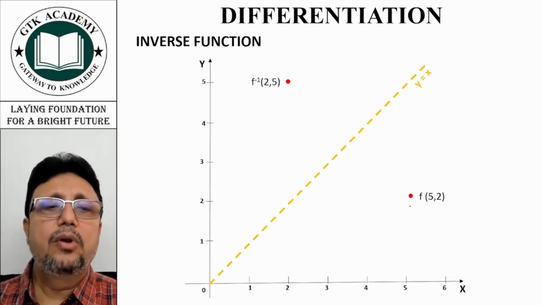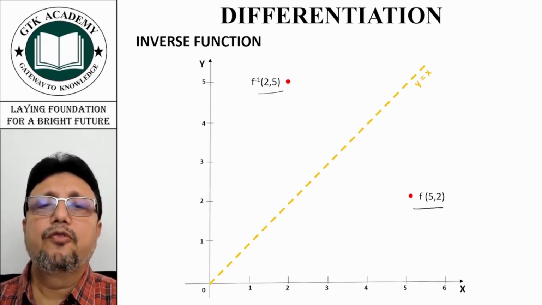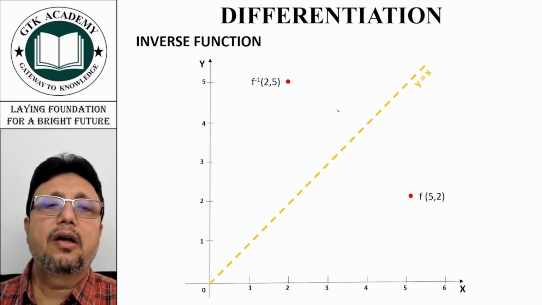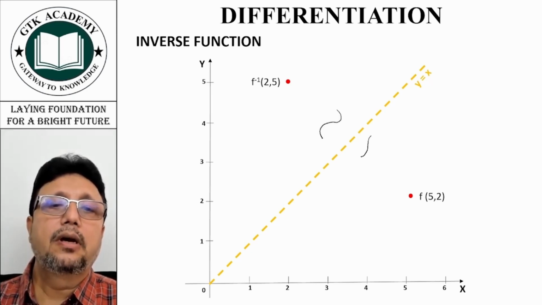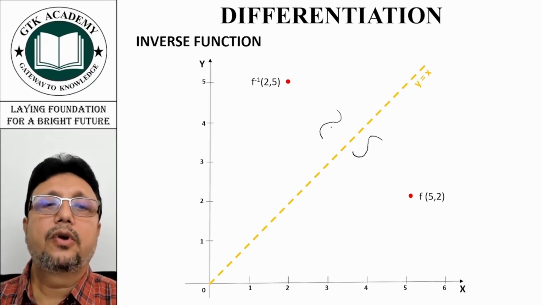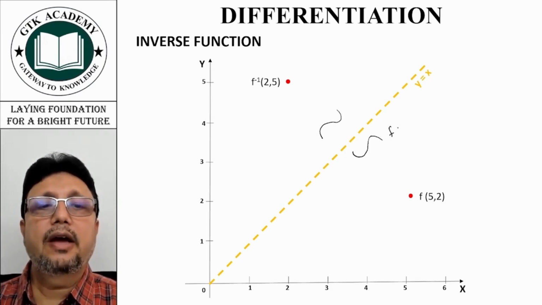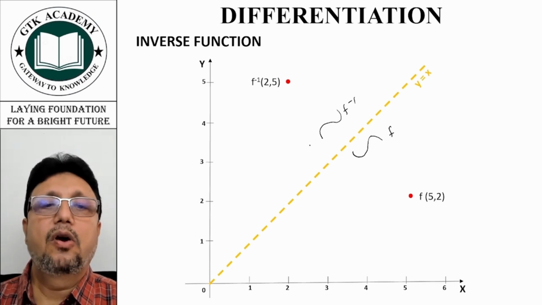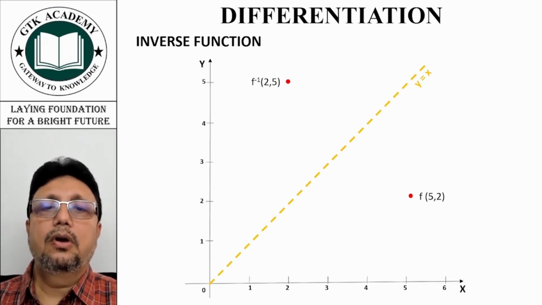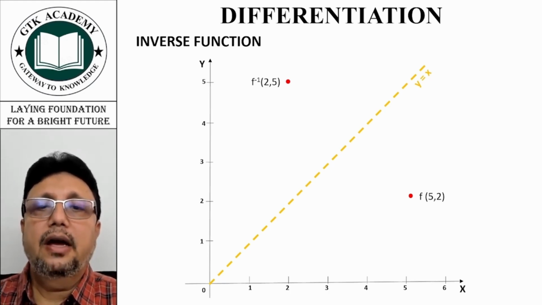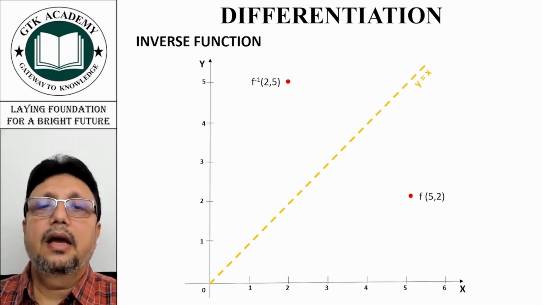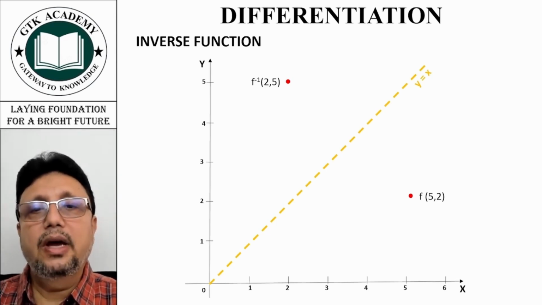That means these are only one point we have taken in a function. For example, if you have a curve like this here, then its reflection is going to be somewhat like this. If this is your f, this will be your f inverse. So f and f inverse are mirror images about the line y is equal to x.